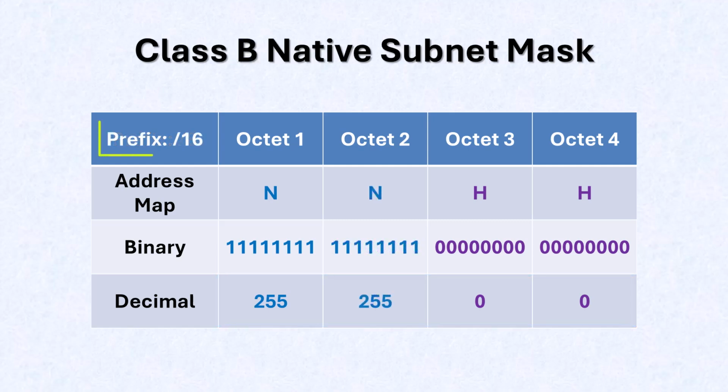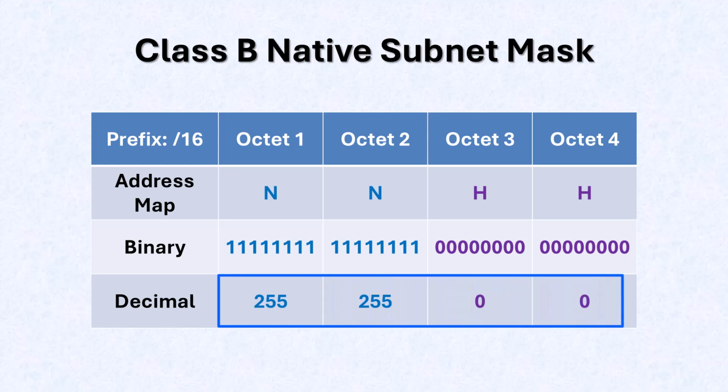The native prefix length for a Class B address is /16. Therefore, the first 16 bits represent the network portion. To get the native subnet mask, set the network bits to 1 and set the host bits to 0. In this case, the subnet mask is 255.255.0.0.